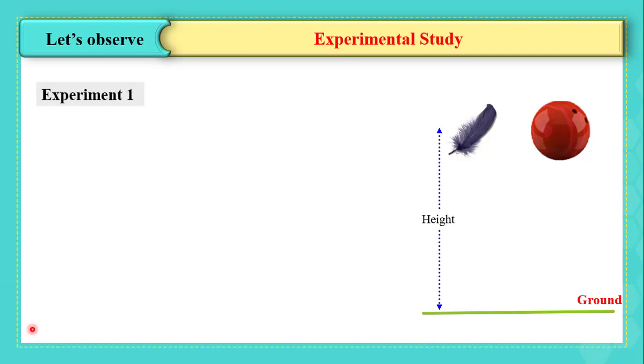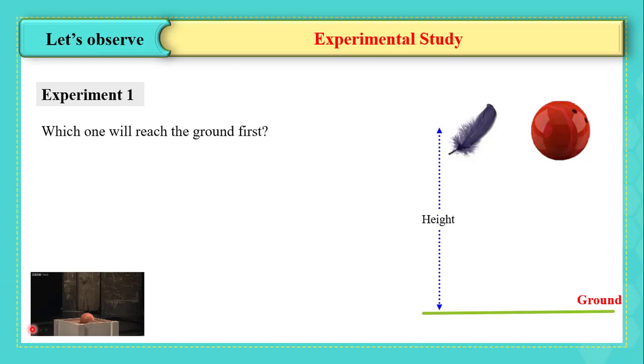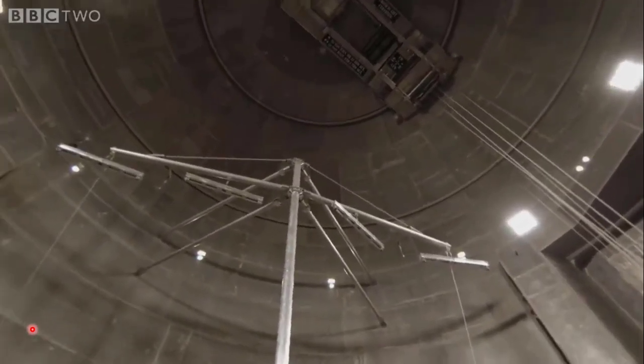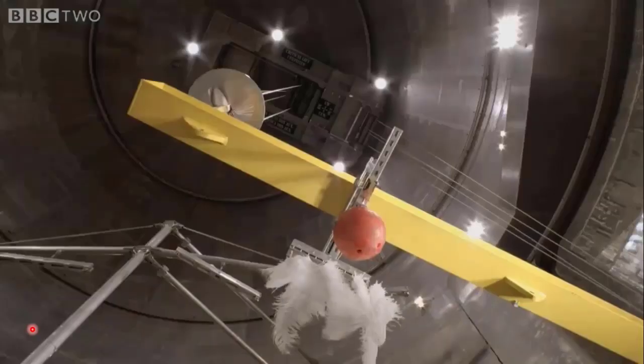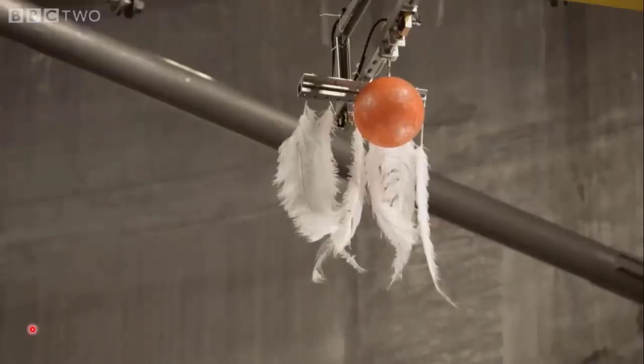This video is taken from the experiment carried out by Brian Cox in the largest vacuum chamber in the world. Let's start with the first experiment where air exists. They took a heavy object like a bowling ball and a very light feather. Both objects will be released from the same position and at the same time to see which one will fall faster.